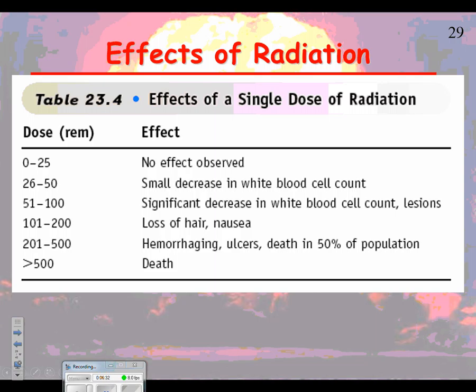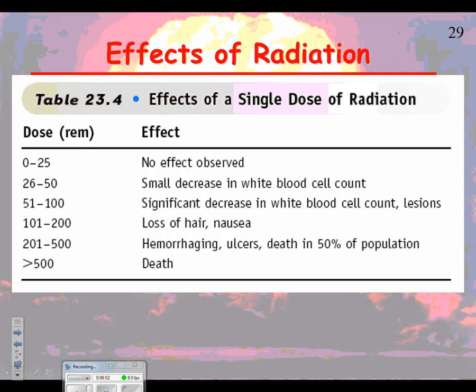Okay, then I go up to 51 to 100. Here I get a significant decrease in white blood cell count, and I get lesions. What are lesions? Something to do with skin. Sores all over your skin. Okay, big open sores. Okay, that's not so great, and I'm more prone to being sick, right?